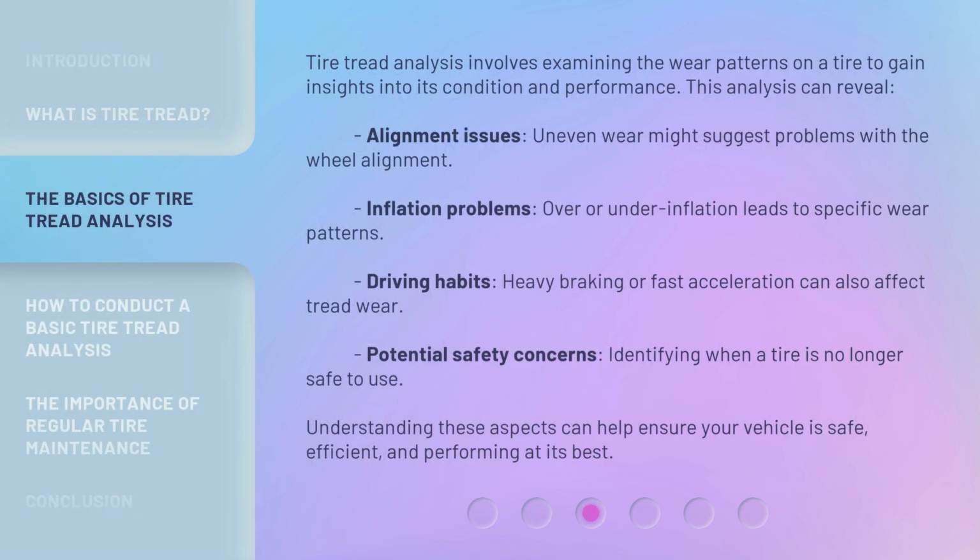Tire tread analysis involves examining the wear patterns on a tire to gain insights into its condition and performance. This analysis can reveal alignment issues. Uneven wear might suggest problems with the wheel alignment. Inflation problems. Over or under inflation leads to specific wear patterns. Driving habits. Heavy braking or fast acceleration can also affect tread wear. Potential safety concerns. Identifying when a tire is no longer safe to use. Understanding these aspects can help ensure your vehicle is safe, efficient, and performing at its best.